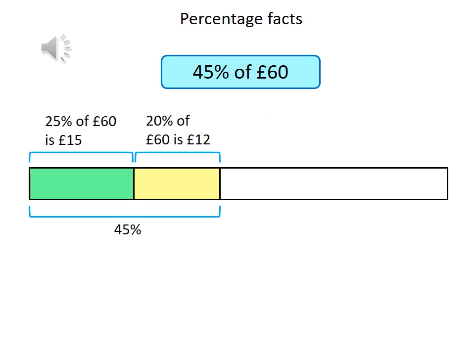It's not the only way of working out 45% of £60. Here you can see a method of working out 25%, a quarter of it, and then adding on the 20%. You could also have done 50%, take away the 5%. There's quite a few different ways you could do this. And the thing with percentages is to find the way that is most easy for you.